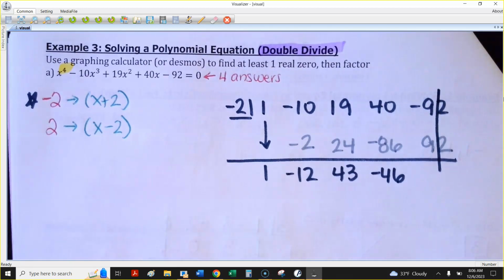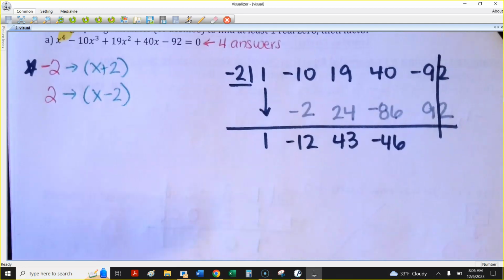Okay, does anybody know what you should do from there? I'm going to divide again, but how would you do it? Would you start over with the original polynomial, or what would you do? What do you think? Exactly.